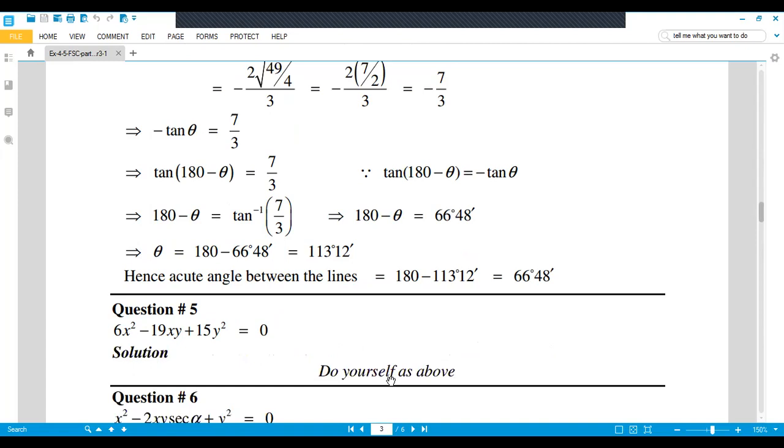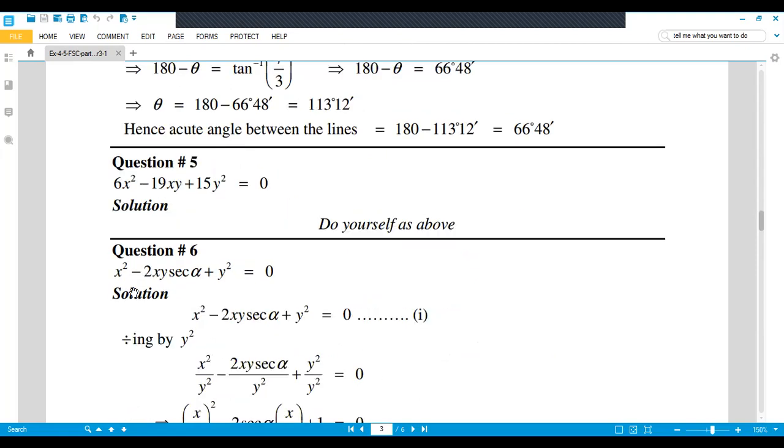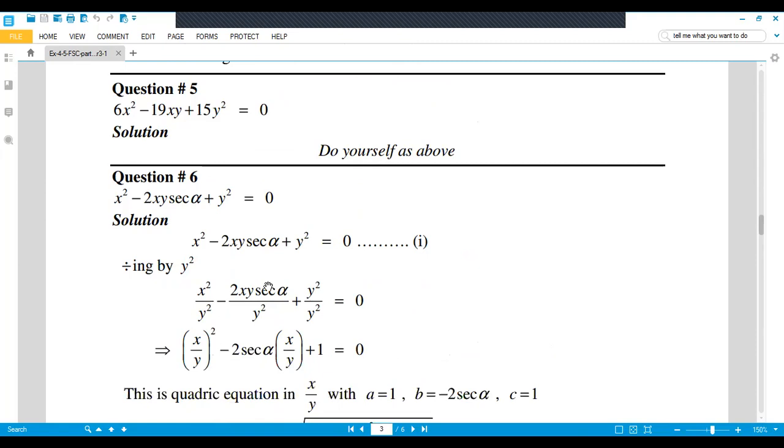Now after that, question number 6 is included in your syllabus. Question number 6 is x square minus 2xy secant alpha plus y square equal to 0. So how can we factorize it? We divide by y square. So we get x square over y square minus 2xy secant alpha over y square plus y square over y square. So we get (x over y) whole square minus 2 secant alpha x over y plus 1 equal to 0.